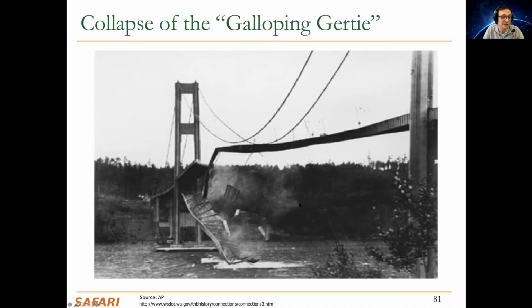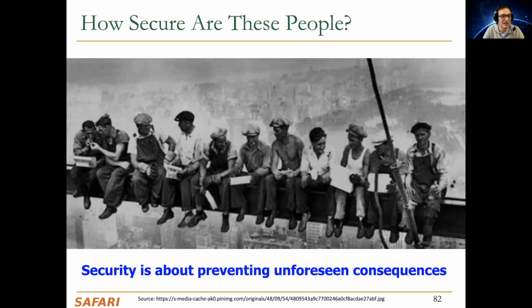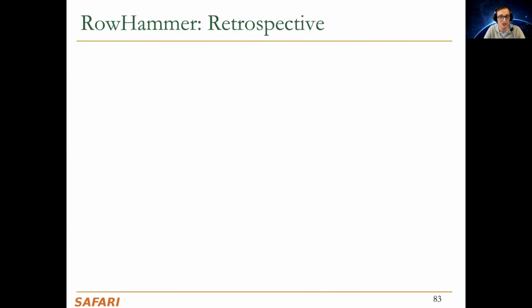That's why we start with safety, security, and reliability. And that's why I showed this picture also, because this picture, I think, is an example of how we are treating our computing systems today. In fact, our computing systems are probably much less reliable than the rod these workers are sitting on at this point. Our computing systems are much more vulnerable. And I think we need to have a change of mindset, think about security as a way of preventing unforeseen consequences going into the future.